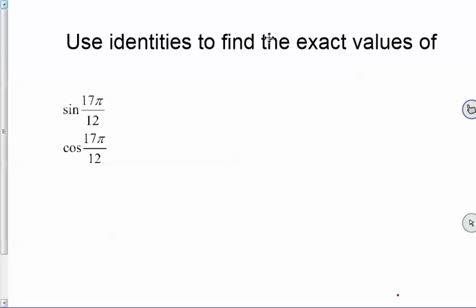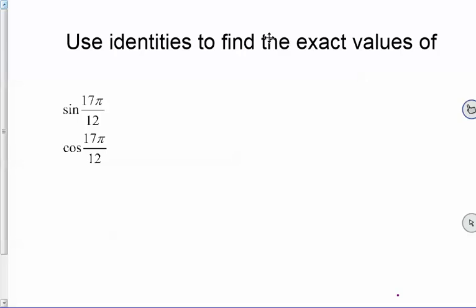Okay, so what we're going to do for this is try to use some of the identities that we did in class to help us with this. It says use the identities to find the exact values of the sine of 17 pi over 12, and the cosine of 17 pi over 12.